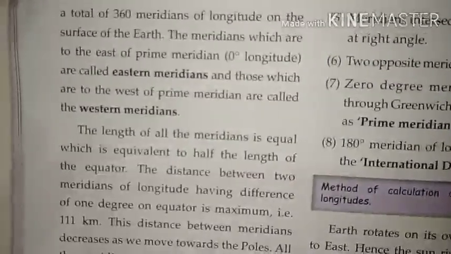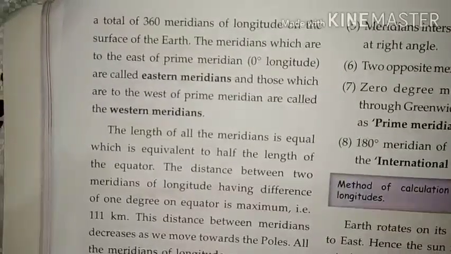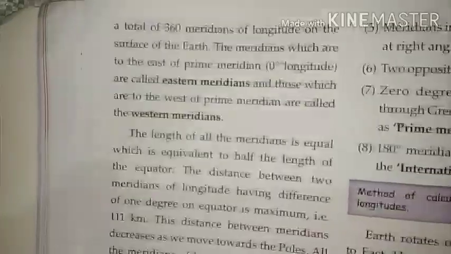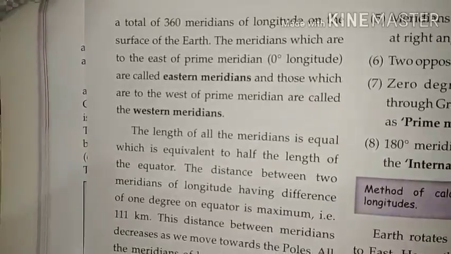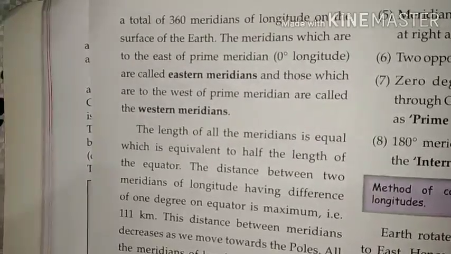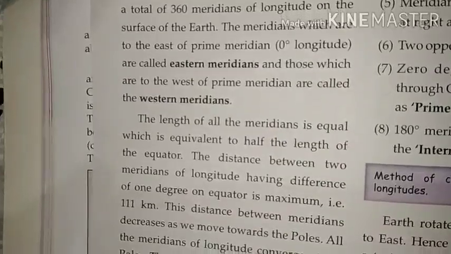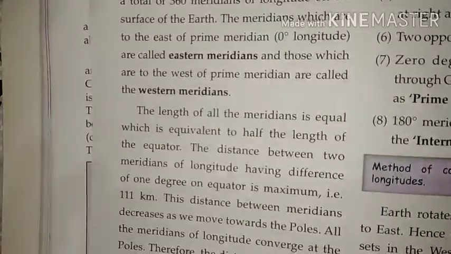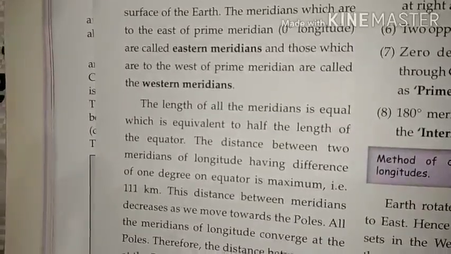A total of 360 meridians of longitude on the surface of the earth are drawn. You know that the earth rotates on its axis and completes 360 degrees, so we have taken 360 meridians, along with 0-degree longitude. The meridians which we have drawn towards the east of 0 degrees are called eastern meridians, and the meridians drawn towards the west of 0 degrees are called western meridians.